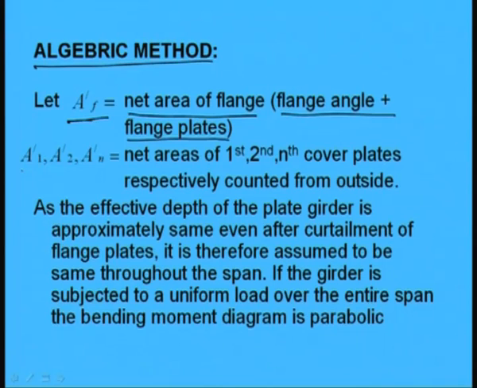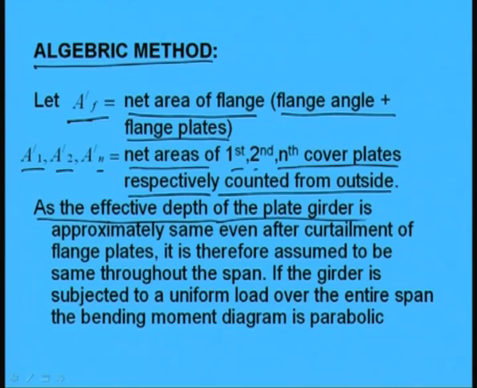And let us consider A1 dash, A2 dash, like this AN dash, are the net areas of first, second and nth cover plates respectively, counted from outside. So A1, A2, A3, A4, however many plates we are going to provide, we are giving them the names A1 dash, A2 dash, AN dash. It means the plate area we are considering.